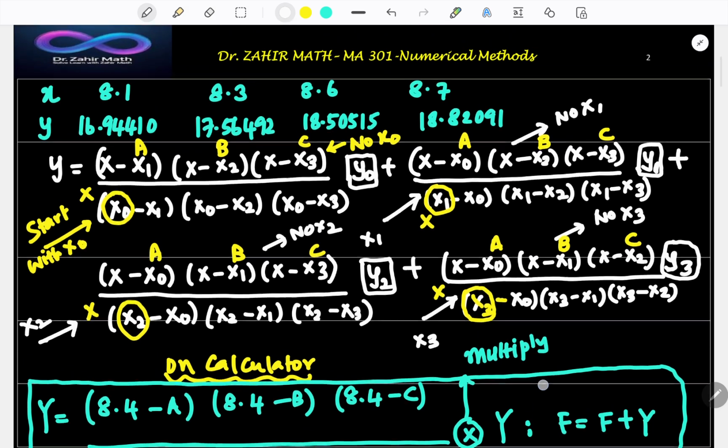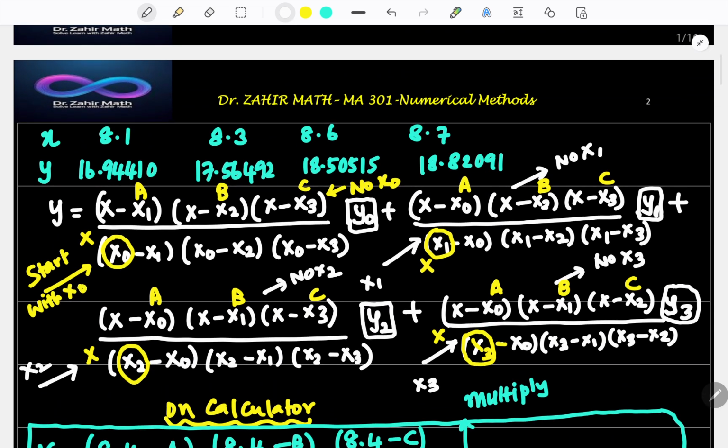Okay, teacher, when it is asking A, B, C, what should I do? This is your X0. This is your X1. And this is your X2. This is your X3. This is your Y0. And this is your Y1. This is your Y2. And this is your Y3. When the calculator is asking A, this is your X1. When the calculator is asking B, this is your X2. When the calculator is asking C, this is your X3. Similarly, it follows. So I type the formula in the calculator.